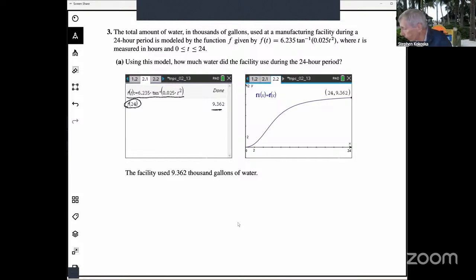And then what I did on the Inspire was simply evaluate that function at 24, find a point on the graph where t or x here is equal to 24. Did I get the same answer? I did, 9.362. I feel pretty good about this one.